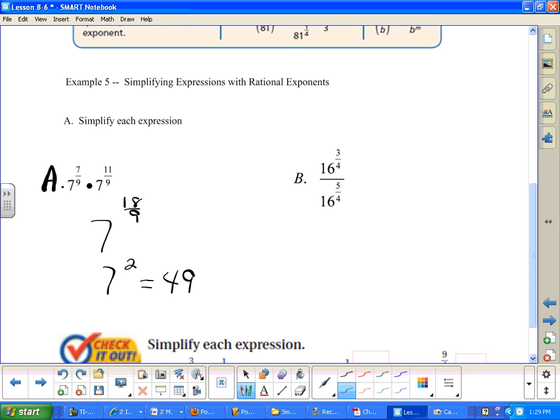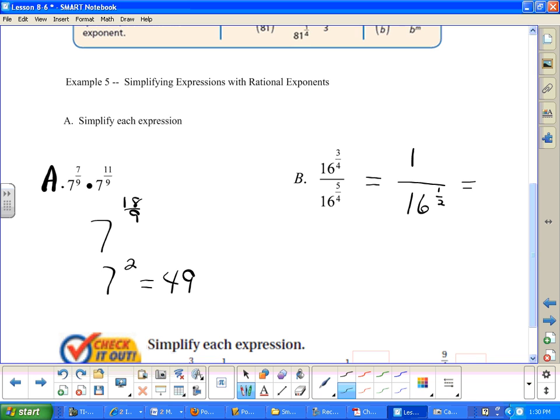Letter B, we're dividing with the same base. So if we have the same base and we're dividing, we're going to subtract the exponents. In this case, since the larger number is in the denominator, we're going to leave it there. So we'll have a 1 in the numerator. What's 5/4 minus 3/4? Okay. 2/4 or 1/2. So this is 16 to the 1/2 power.